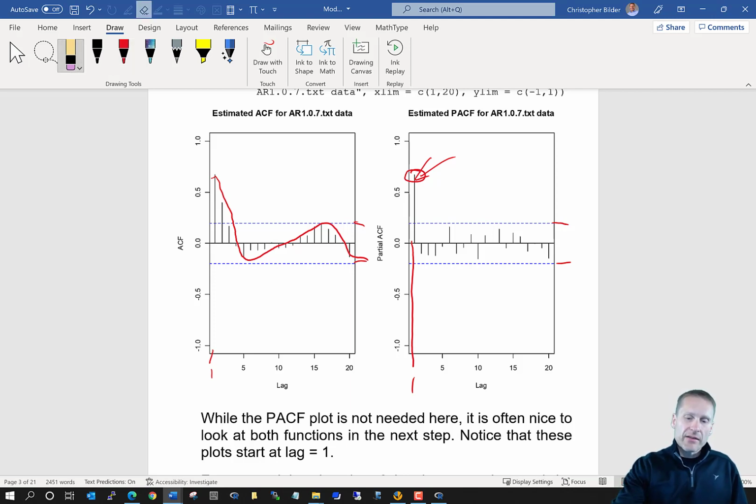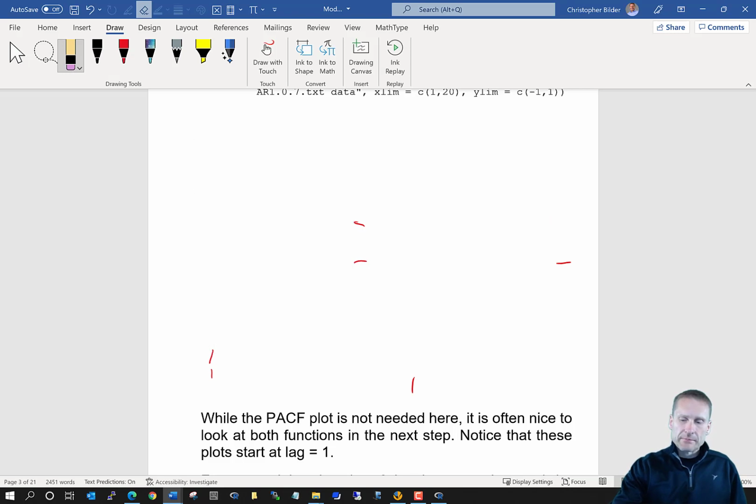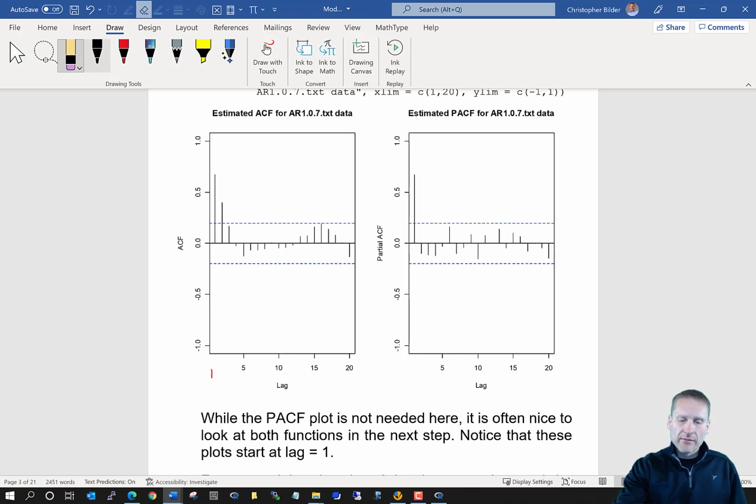Now let's think about a different way to approach this. Let me do a little bit of erasing. If we didn't know that indeed the data came from an AR1, you might be thinking, okay, look at this right here. I have a significant autocorrelation at lag 1 there. And maybe even at lag 2. Well, I do have it at lag 2. I have it at lag 2 there. So you might be thinking, okay, maybe this tells me MA2.